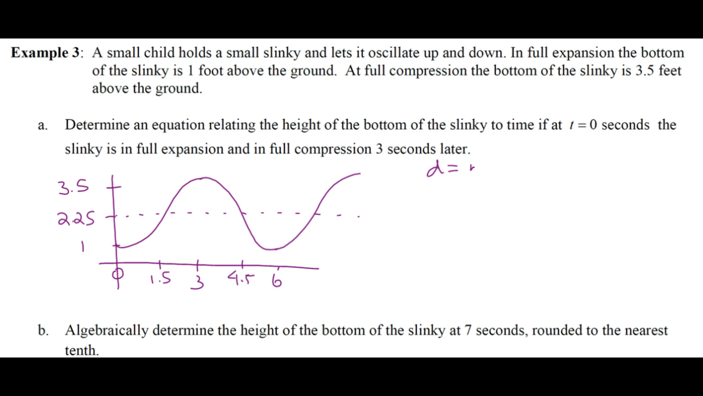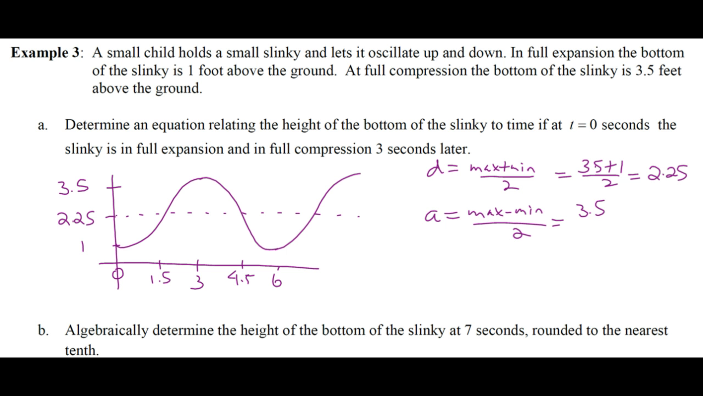All right, so D is max plus min over 2. It's the average, which is 3.5 plus 1 over 2, which is 2.25, right? A is max minus min over 2, which is 3.5 minus 1 over 2. Or it's like, how far is it from 1 to 2 1/4? Let's go with 1 1/4. Okay, so we got our D, we got our A.